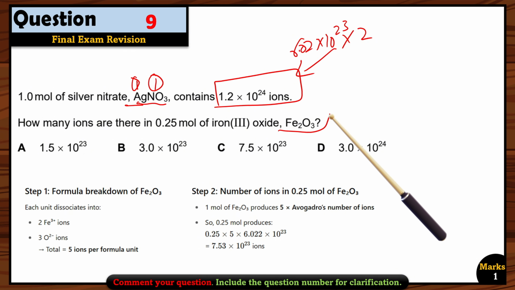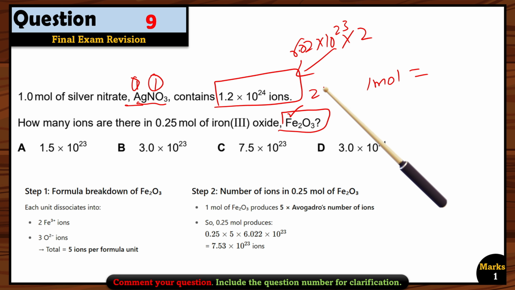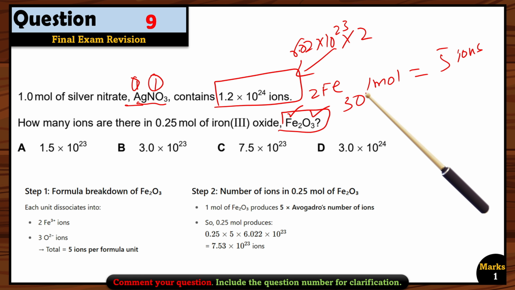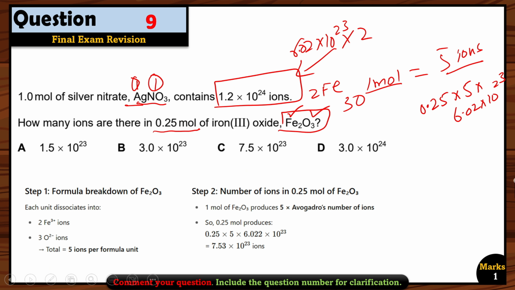But we have to look for the ions now in Fe2O3. So 1 mole of Fe2O3 will produce how many ions? If you look here, Fe has 2 ions, right? 2 Fe ions, and then we will get 3 oxygen ions. So how many ions total? 5 ions we will get in total from 1 mole. But they have asked you in 0.25 mole how many you will get. So you have to just multiply 0.25 with 5 and then with Avogadro's constant, that is 6.02 into 10 raised to power 23. So what will be your answer? If you do all this calculation, your answer will be 7.53 into 10 raised to power 23, and this is the option C.